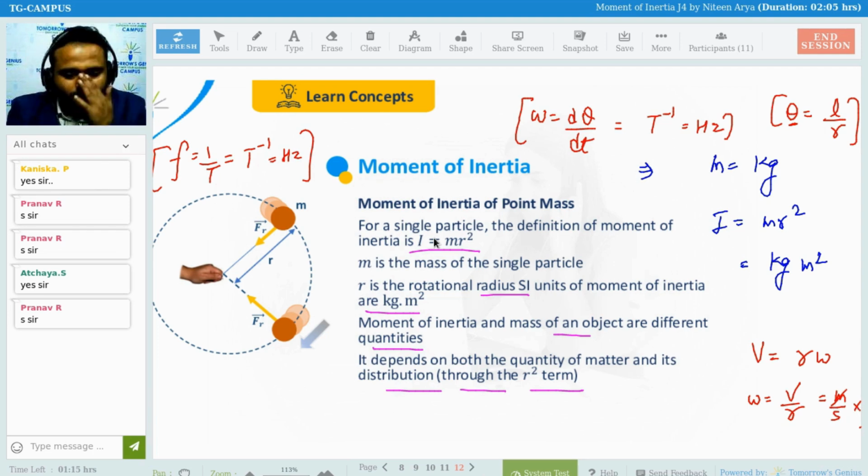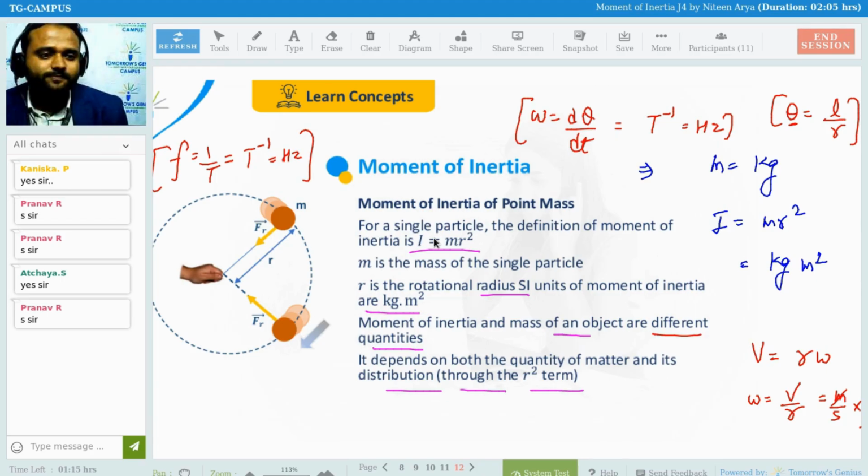So either with the help of the general argument or the SI unit argument, these are analogous, not equal. That is the meaning of saying this: moment of inertia and mass of an object are different quantities. Is this clear, what I'm saying for the last 2-3 minutes? Clear? It means it is analogous. Don't treat it as almost equal, or as an equal thing. They are different quantities.